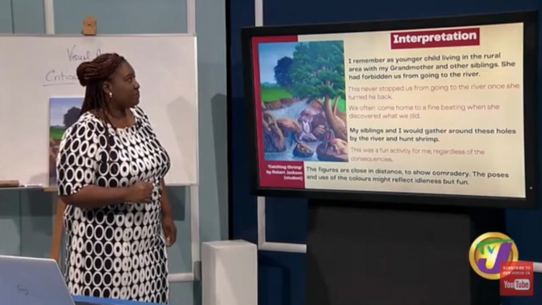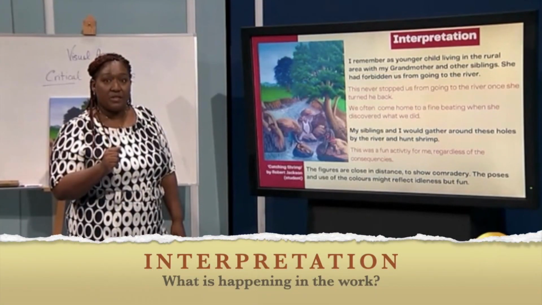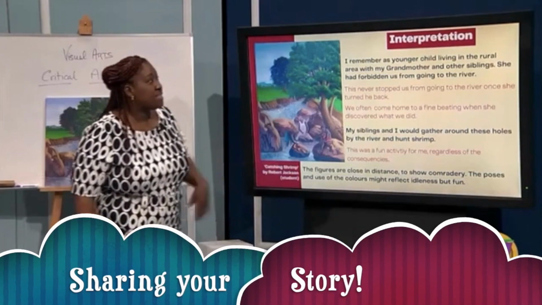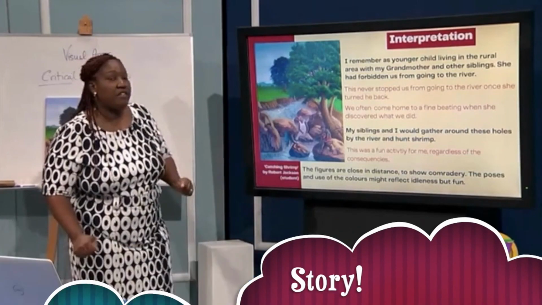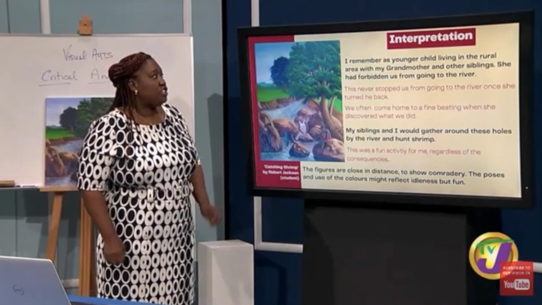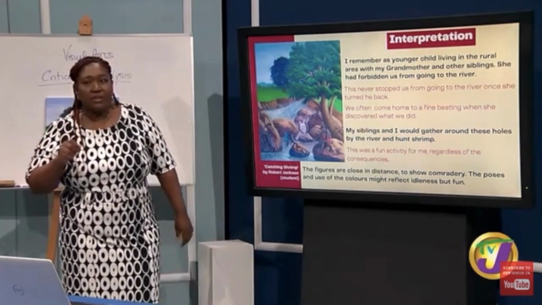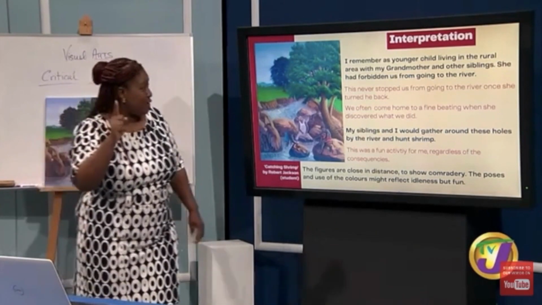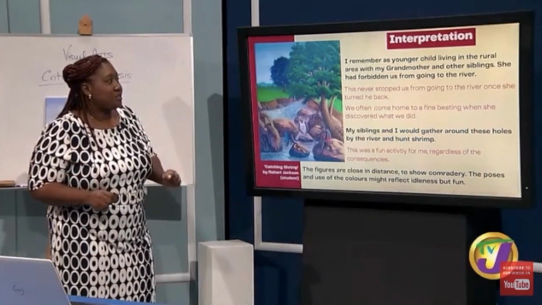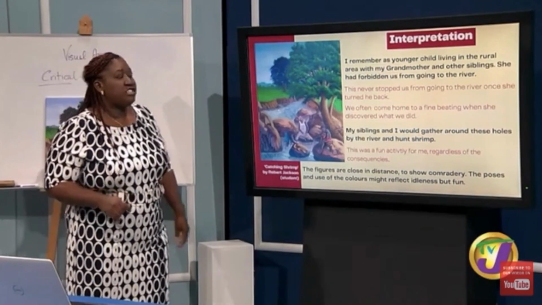Great job, Robert. Now the interpretation of his piece. So he says, "I remember as a child living in the rural area with my grandmother and other siblings. She had forbidden us from going to the river." I said something happening here. "This never stopped us from going to the river once she turned our back."